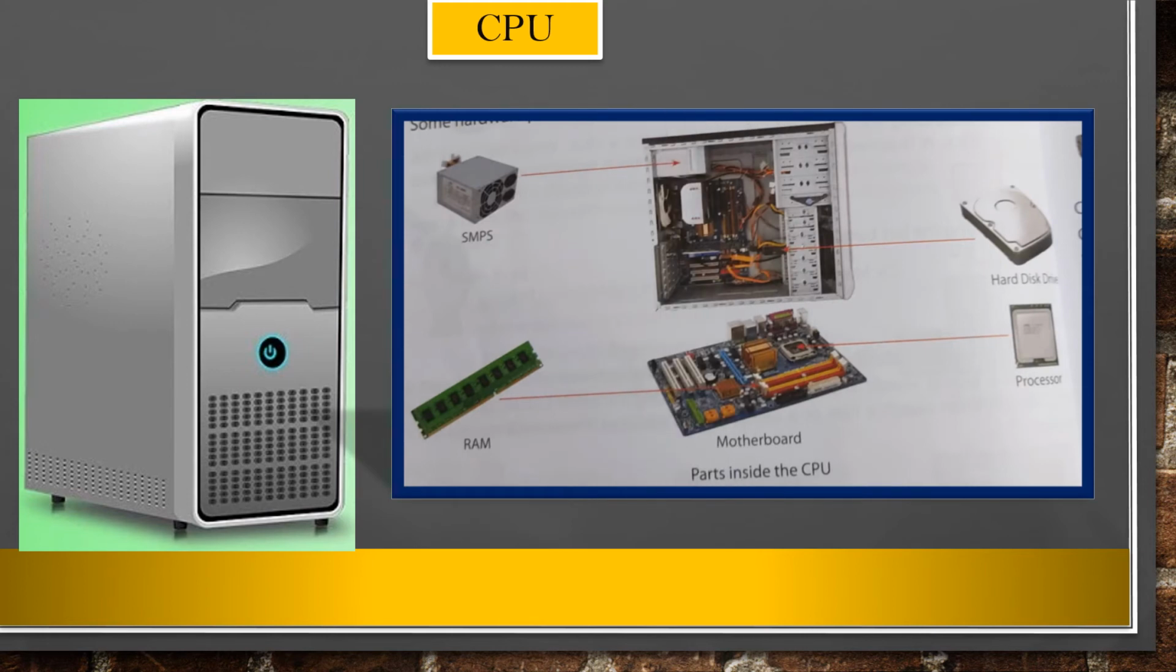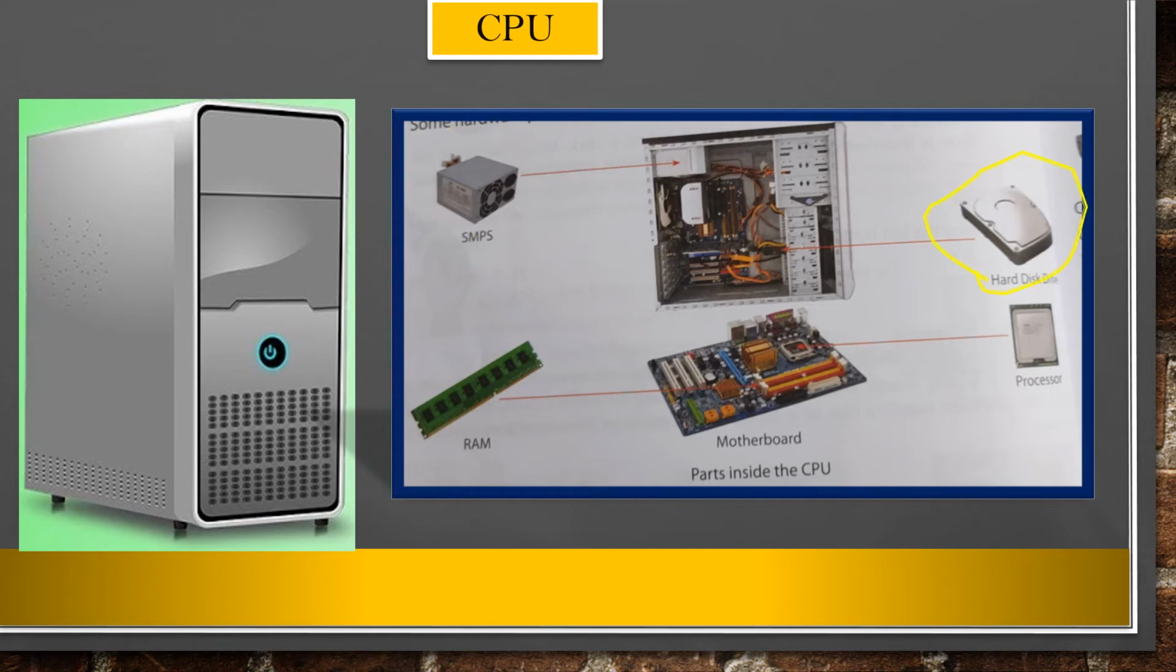Some hardware parts of a computer are inside the CPU, such as motherboard. Motherboard, all the other parts of the CPU are connected to the motherboard. Next is SMPS, switched mode power supply. This device is used to supply power to a computer.